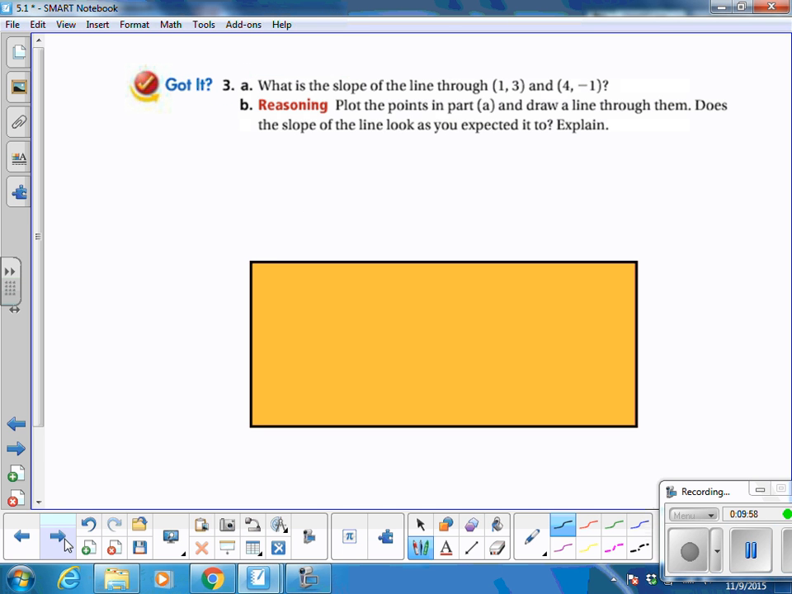What's the slope of that line? Use your formula and then try the reasoning. Press pause.